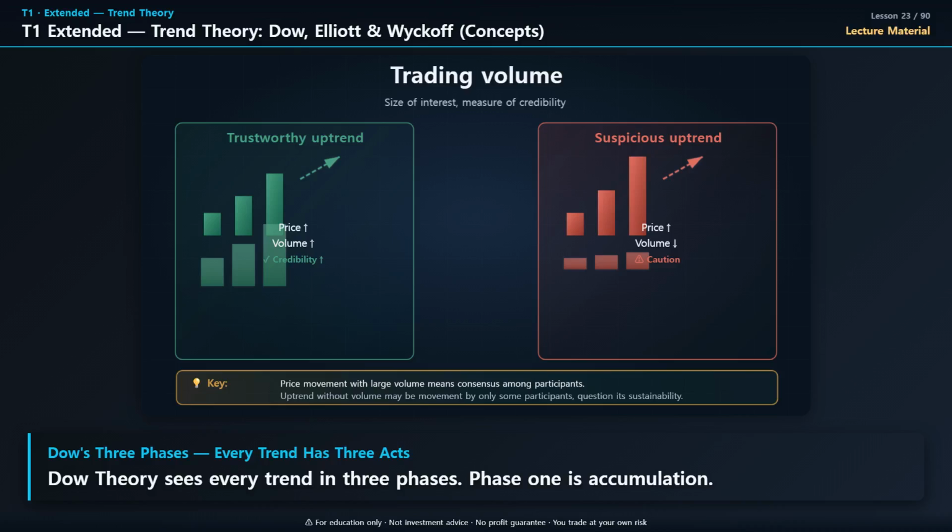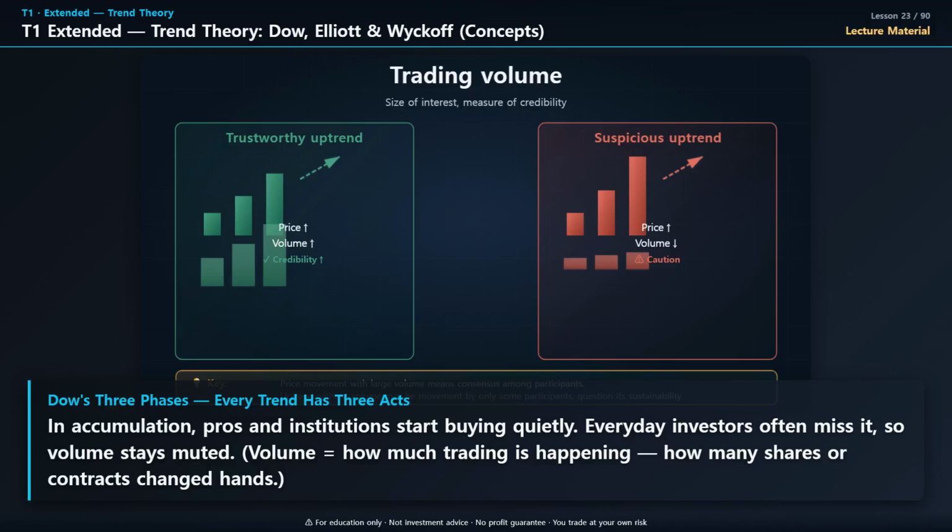Dow theory sees every trend in 3 phases. Phase 1 is accumulation. In accumulation, pros and institutions start buying quietly. Everyday investors often miss it, so volume stays muted. Volume equals how much trading is happening, how many shares or contracts changed hands.